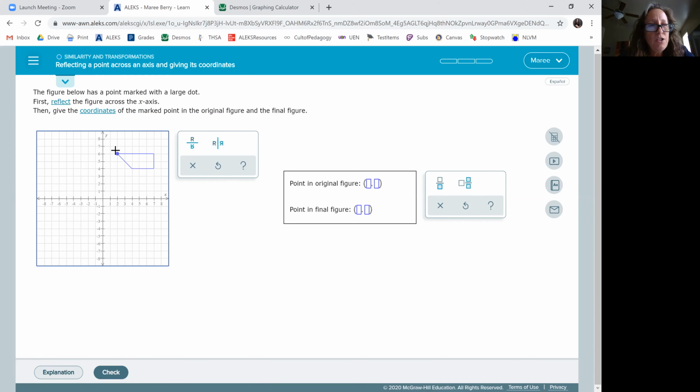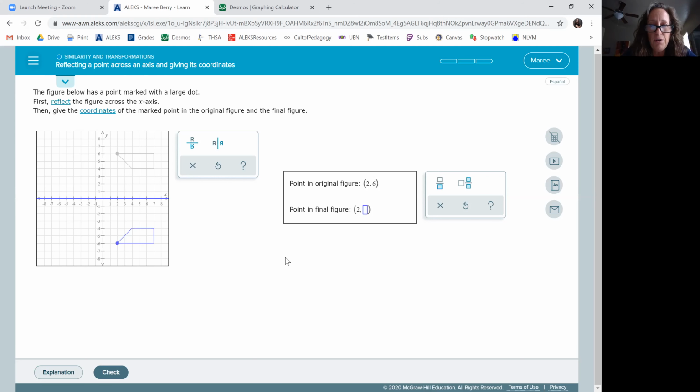Okay, so we're going across the x-axis, which means we want to come here. Oh, it tells us, okay, that's the reflecting line. It reflects for us? Oh, I thought we had to reflect it. Sweet. So if you're doing the x-axis, you're going to do this one that looks like a fraction. If you're doing the y-axis, you're going to do this one that just looks like a mirror. Sweet. So the point in the original figure is 2, 6. So we'll type in 2, 6. And in the final figure, it's still 2, but now it's -6.